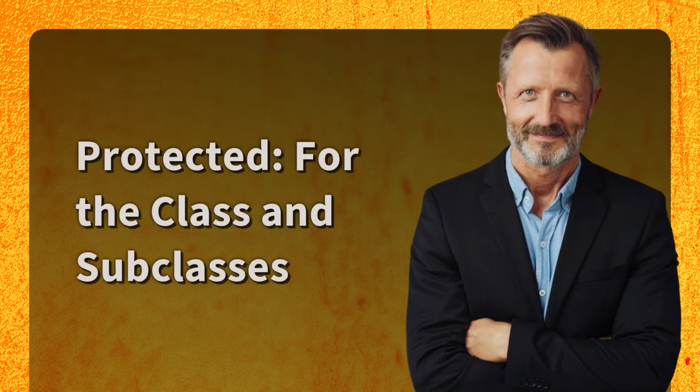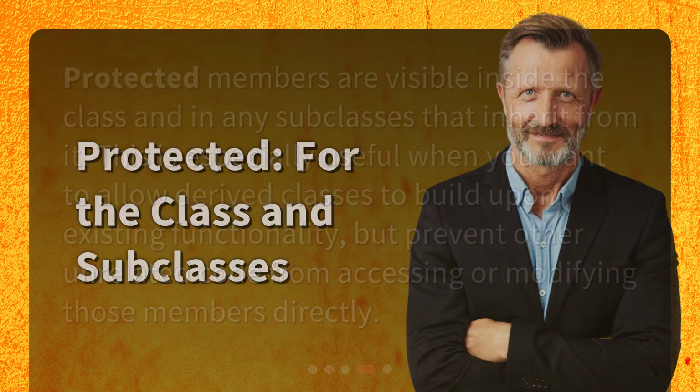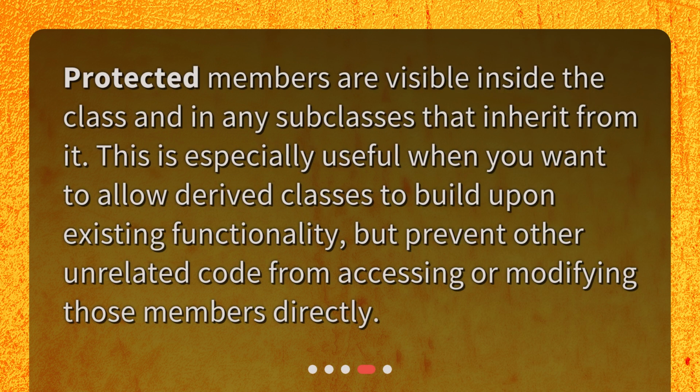Protected, for the class and subclasses. Protected members are visible inside the class and in any subclasses that inherit from it. This is especially useful when you want to allow derived classes to build upon existing functionality, but prevent other unrelated code from accessing or modifying those members directly.